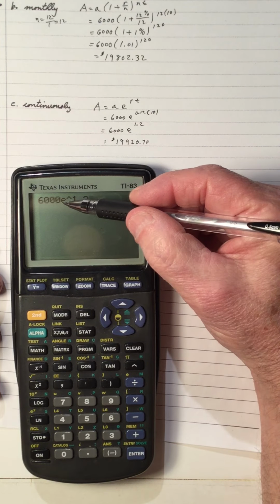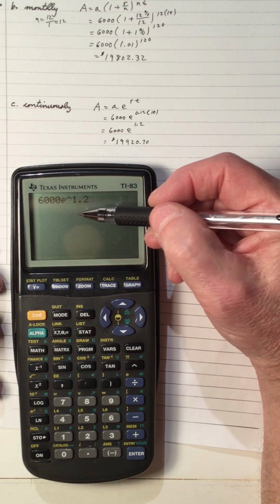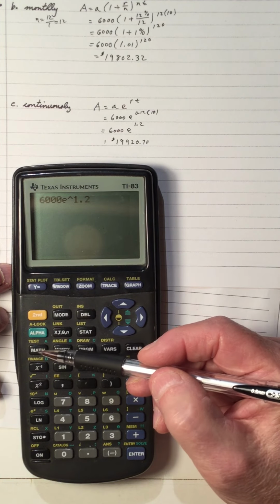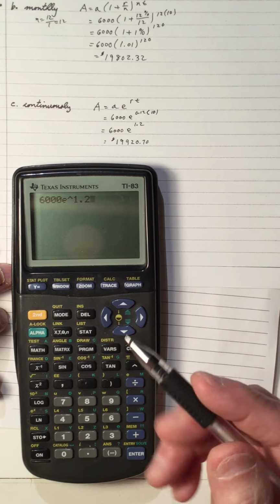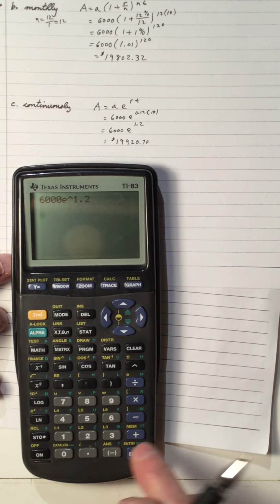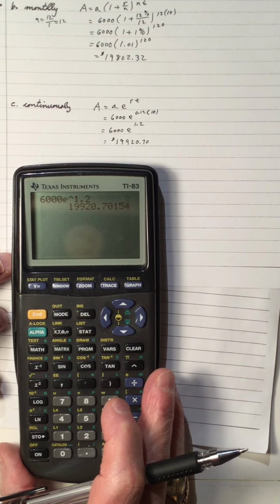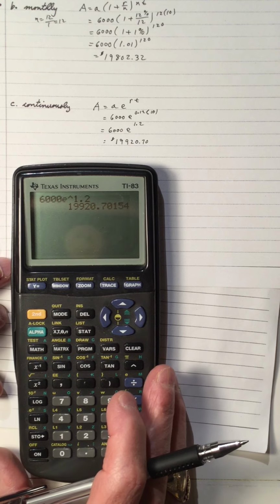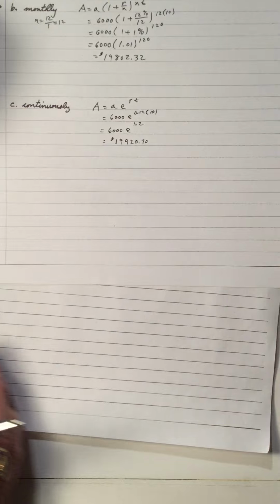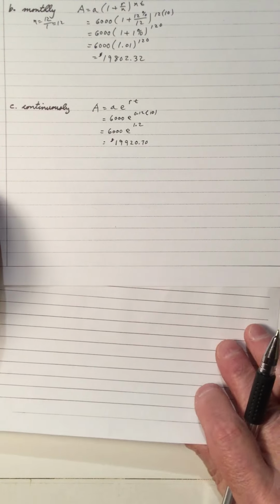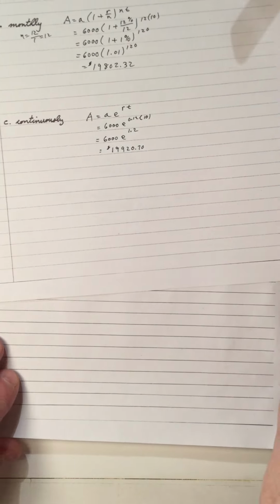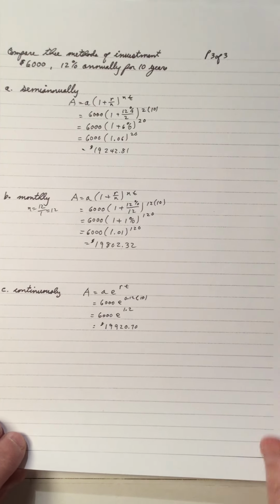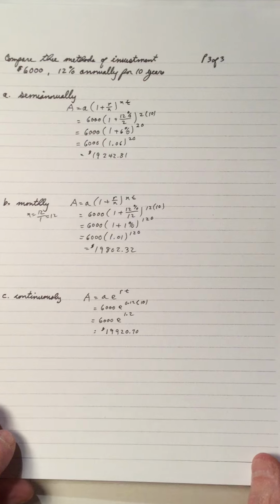So notice e is on my calculator. You have to find where e is on yours. Some calculators, you have to go second function, and e could be right here somewhere. It depends on your calculator. But if I do that, you can see that I get 19920.70. So when you do it continuously, you're using e, Euler's number, because that's the most interest you can make.